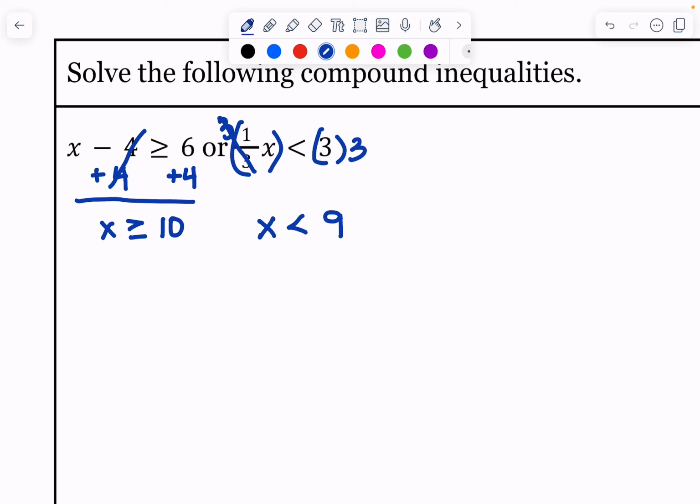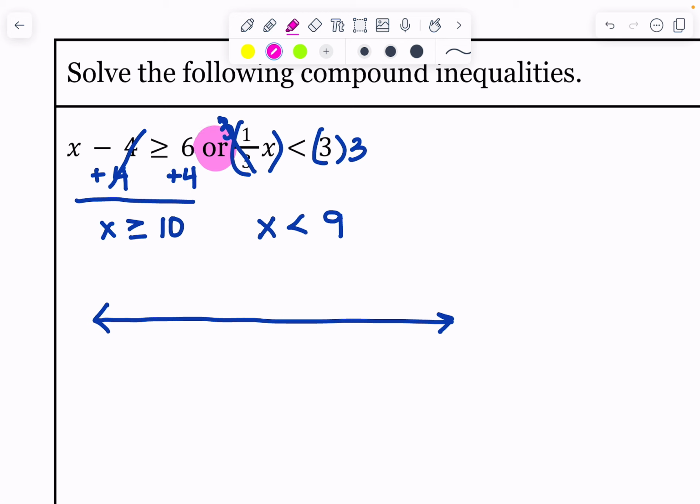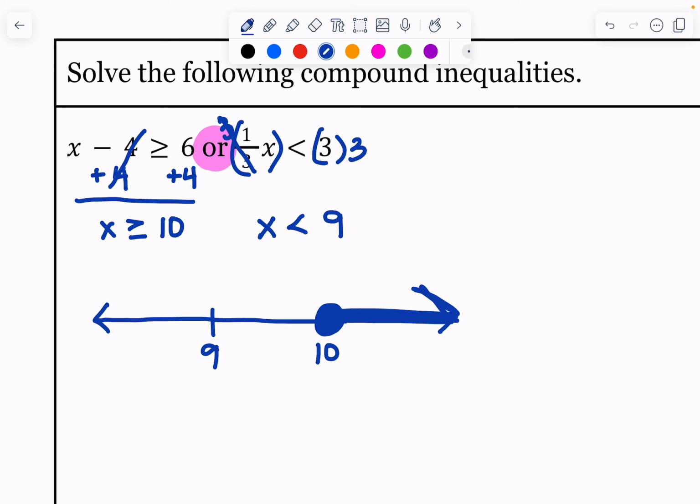So when we try to graph this, because of the or, we are not looking for an overlap, we're just looking for two separate things. We have a 10 here and a 9 here. The 10 is greater than or equal to, so we're going to have a filled in dot here. Greater than or equal to 10 would be to the right. And it says or x is less than 9, open dot, less than 9 would be to the left.